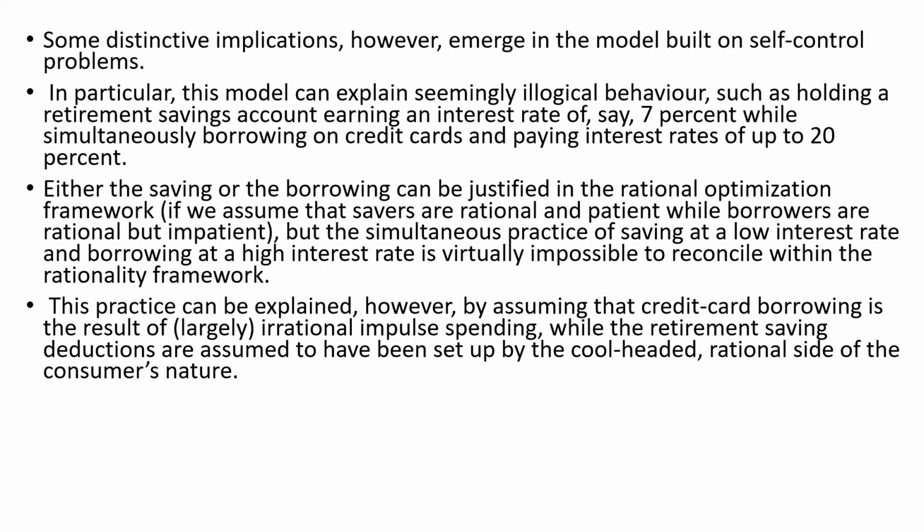There are certain implications which we have to take into our analysis when we are going for self-control problems, and this is what is done by many economists. They have taken into consideration the saving aspect, borrowing aspect, rational optimization framework, etc. But we have to understand that here it is assumed that credit card borrowing is the result of irrational impulse spending, while retirement saving deductions are assumed to have been set up by the cool-headed rational side of consumers' nature, and here too there could be differences.